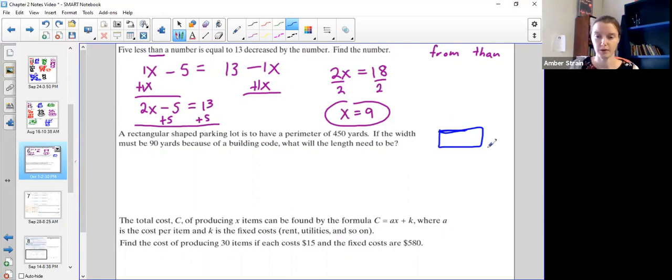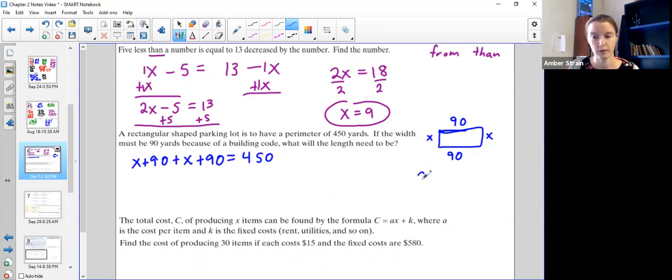So if they needed a perimeter of 450 yards, and they said the width has to be 90 yards, then that means if it's a rectangle, this is also going to be 90 yards. That means this is the mystery here. We would need a length on the left and a length on the right. To be a perimeter, I would have to take the 4 sides added together. And it says that when I did that, I should get an answer of 450.